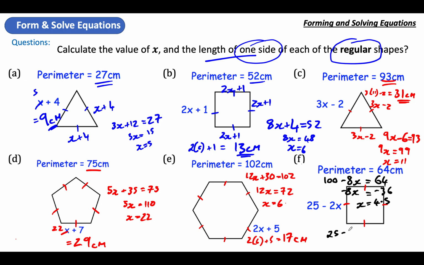Now this is mildly trickier, but it's 25 take away 2 lots of 4.5, which is the same as 25 take away 9, which equals 16. So one side is 16. Okay? Right, form your equation, solve it, and then if necessary, put it back into the equation.